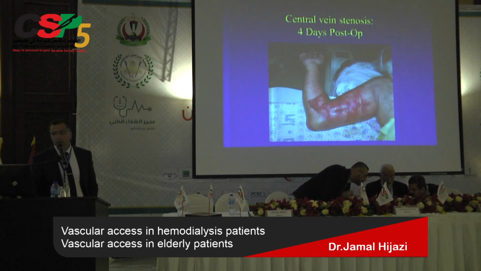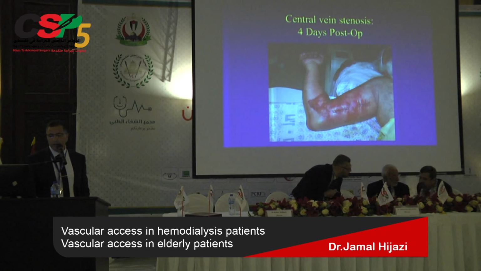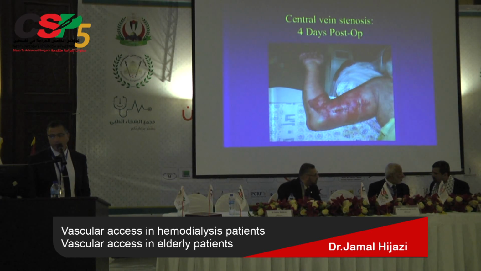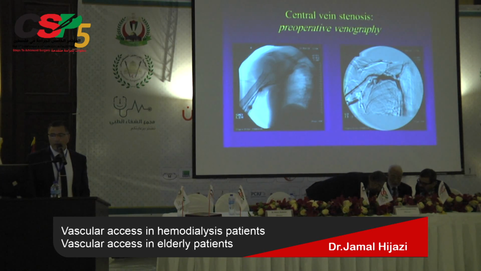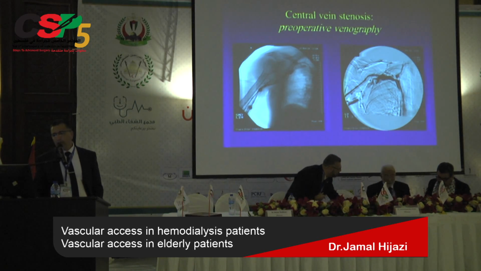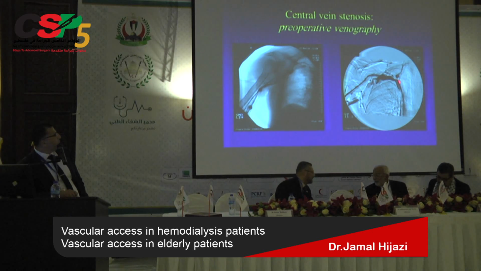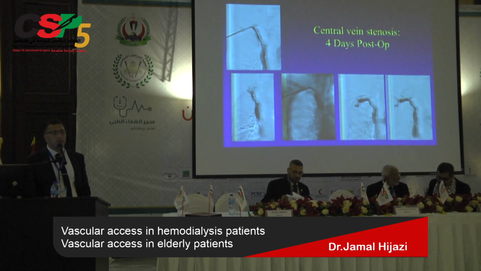I will present a complication of fistula creation. For this patient, we constructed a basilic fistula with superficialization of the vein. Here we can see 4 days after the surgery that his arm becomes swollen and there is sloughing of the skin here. Here's the venography before the creation of the fistula. We didn't see any central stenosis here, but sometimes we have to think about functional stenosis.